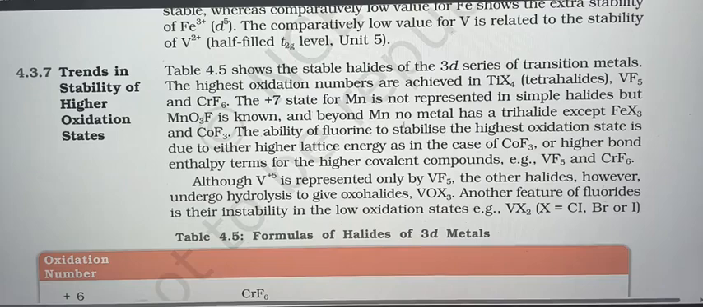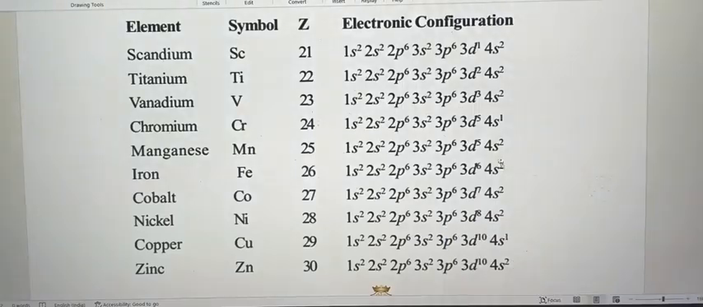Now beyond manganese, no metal has a trihalide except these two. For iron and cobalt, you can take fluorine, chlorine, bromine, iodine. The +3 state will come, but for other metals it actually does not, because if you see the electronic configuration for +3 in other metals, it is not much stable. For Fe though, the +3 state is stable.